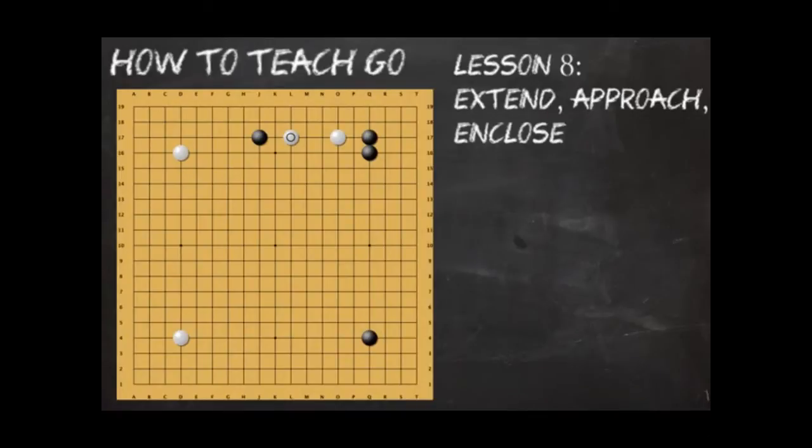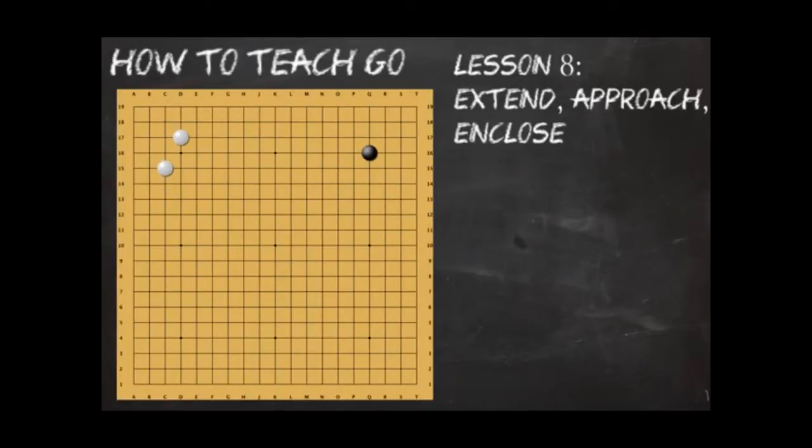Now, granted, this is, again, not impossible to play. A 6-space extension is common, especially from a Shimari. It is possible. For example, I can give you an example right now if it ever comes up. If you have a Shimari facing a Shimari, or even a star point facing a Shimari, perhaps a 6-space extension will be ideal to reduce the Shimari's influence.